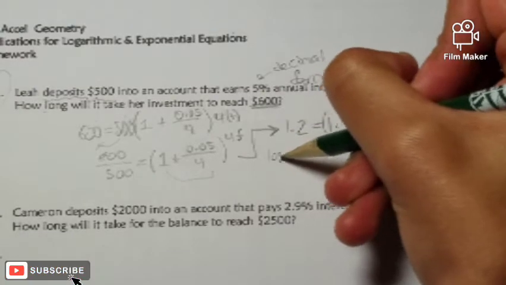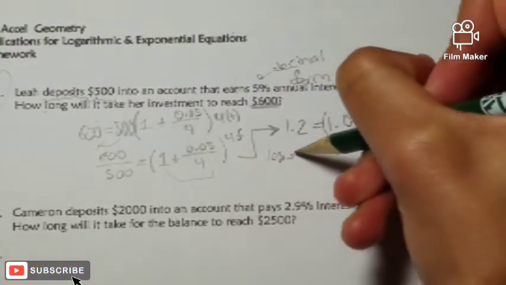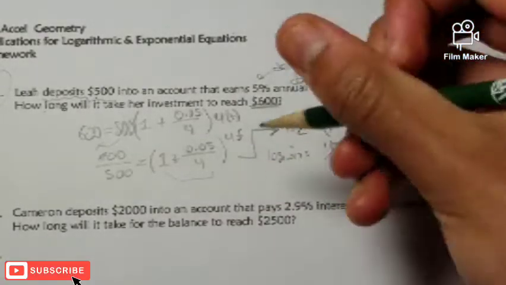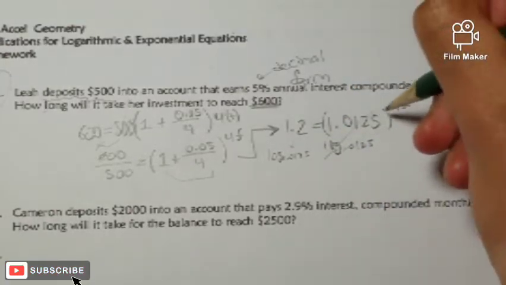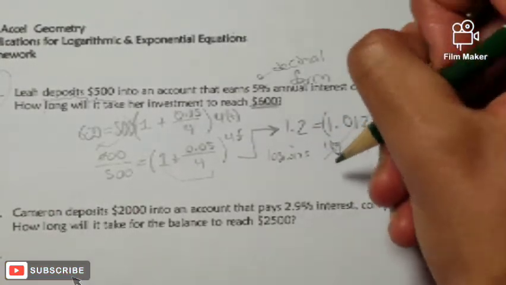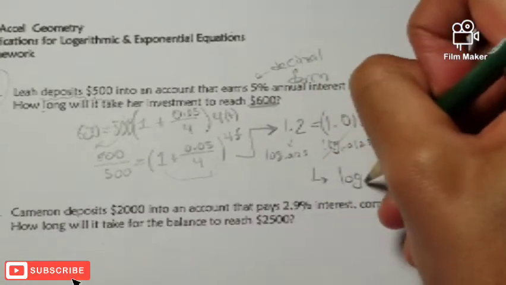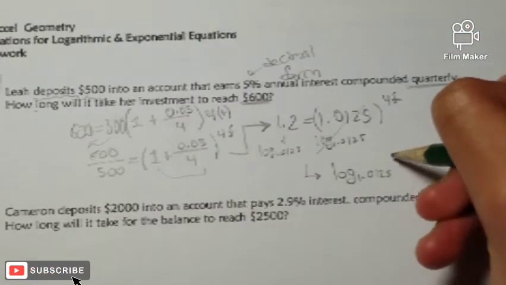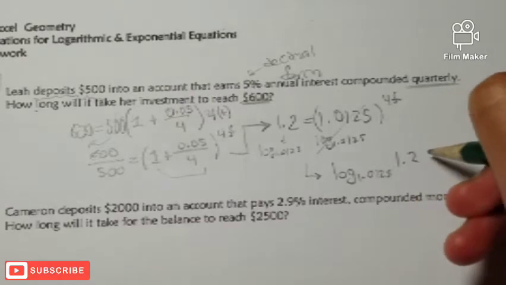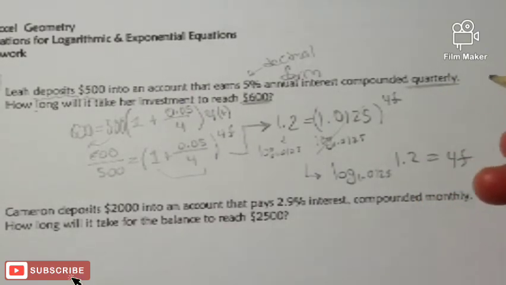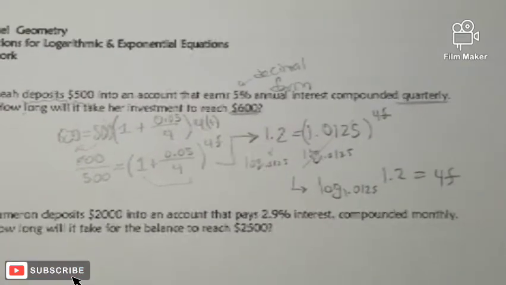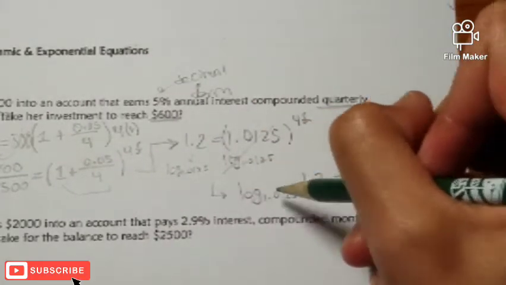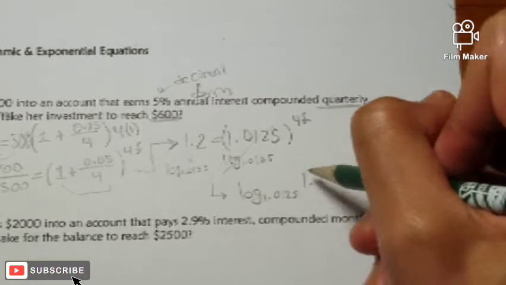So now you have a log with 1.0125 as your base, and you add in that 1.2 as your argument. So that's on one side. And then because this cancels out, your 4t is what's left over here. So now what you get is log base 1.0125 of 1.2, your argument, equals 4t. Right there. That's what you get. This part right here is your base of the log, this is your argument, and that.